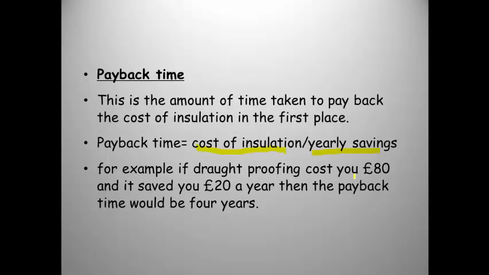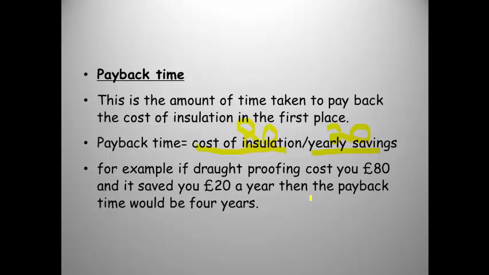So for example, if you bought draft excluders which cost you £80, that would be the cost of insulation. So you'd put £80 right here, and if it saved you £20 per year, you would divide them by each other. So how long would it take to pay back the money?